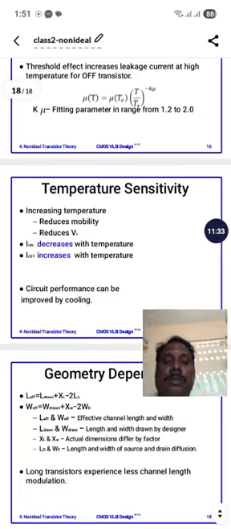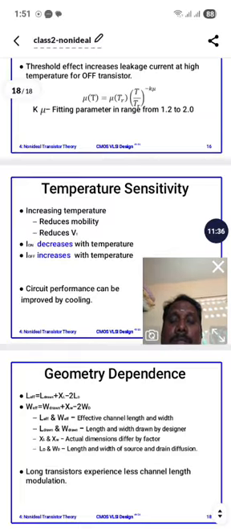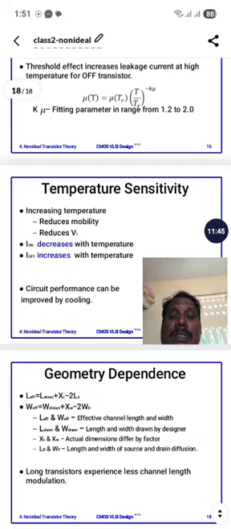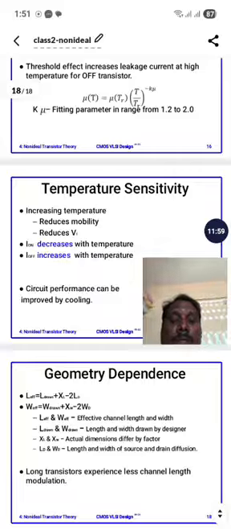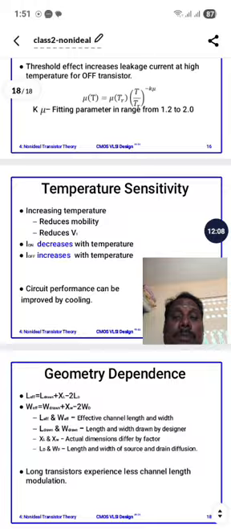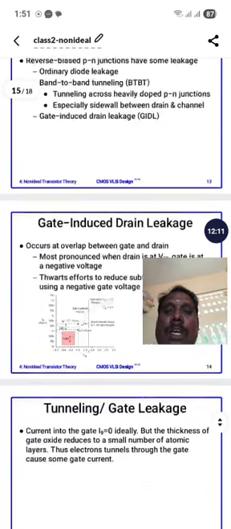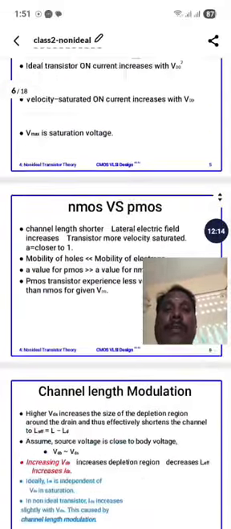The last one is the geometry dependence. The length and the width of the transistor terminals affect the IV behavior, and this causes non-ideal IV effects. The two things are the length and the width: effective length and effective width, versus the length and width drawn by a designer, the actual dimensions. Long transistors experience less channel annihilation. So these are some of the points covered under the non-ideal IV effects.